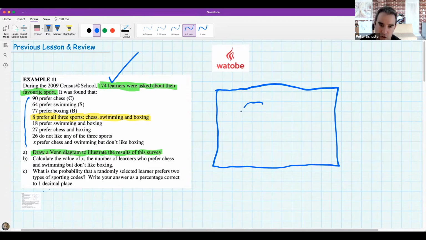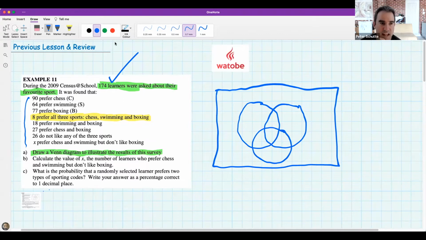Then the next step is, because there are some people who like all 3 sports, I'm going to start by drawing 3 circles to represent the people who like these 3 sports. I'm going to label them chess, and another one swimming, and then the other one boxing. Inside the chess circle there is going to be 90 people. However, how many fit over here and how many fit over here, we don't know yet.